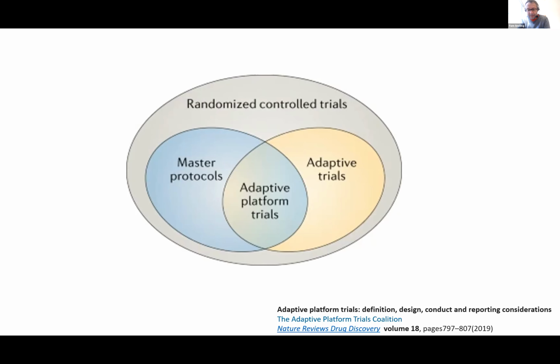And the important thing there is that those adaptations that you make need to be pre-specified. So this is not making ad hoc decisions as you go. This is designing your trial upfront in a way that you have specific pre-specified rules that allow you to make changes as you go. And what I'm talking about today mostly is the intersection between those two ideas, and that sort of culminates in the idea of adaptive platform trials.